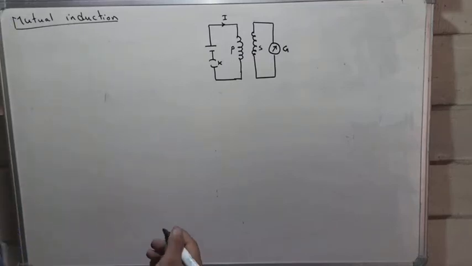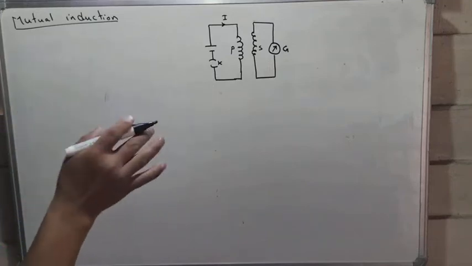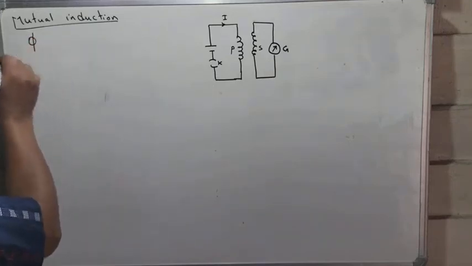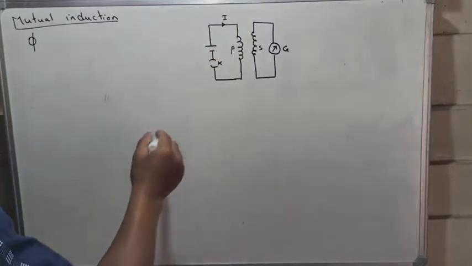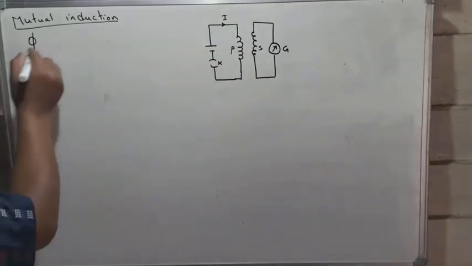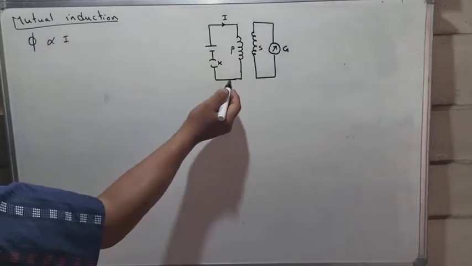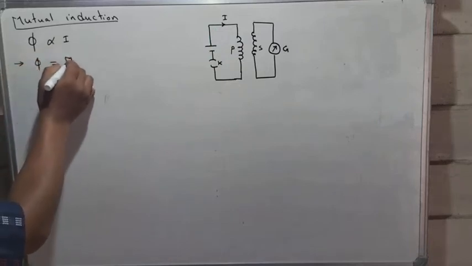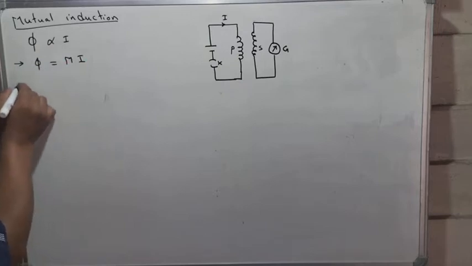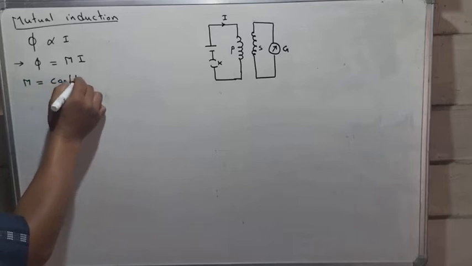Now, what is the magnetic flux which is linking in the two coils in this case? Suppose at any instant of time, the magnetic flux is phi, and this magnetic flux is linking in both the first coil and the second coil. Now this magnetic flux, like in the case of self-induction, is directly proportional to the current I passing in the first coil. Or we can say phi is equal to M I, where M is a constant of proportionality.